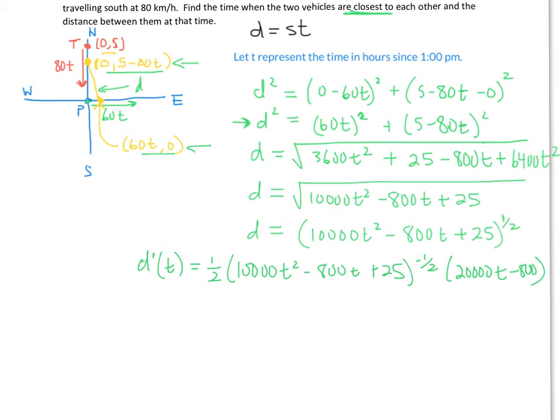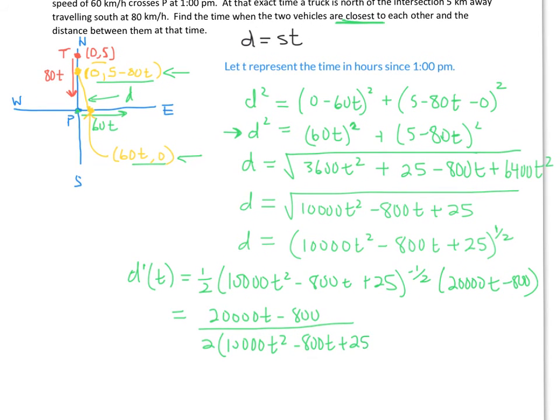All right, let's clean that up. I'm going to slide everything down to the bottom that deserves to be on the bottom. We're going to have our 20,000 t minus 800 left on the top, and that's going to be over the 2 and the 10,000 t squared minus 800 t plus 25 to the exponent 1/2 now that it has slid down to the bottom.